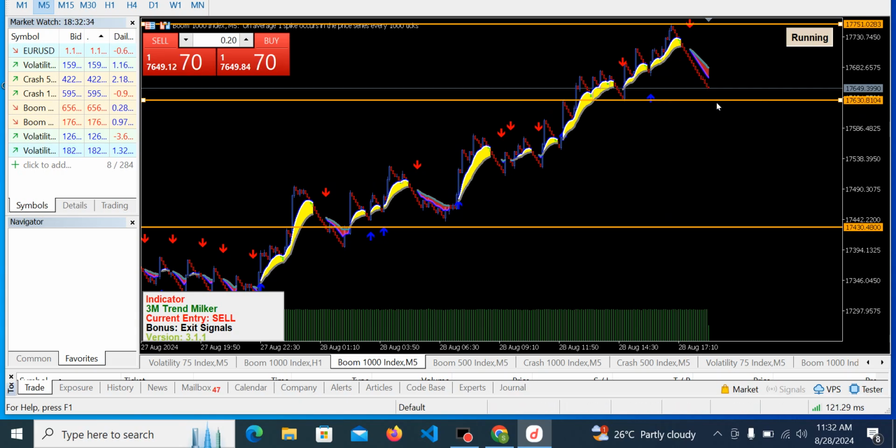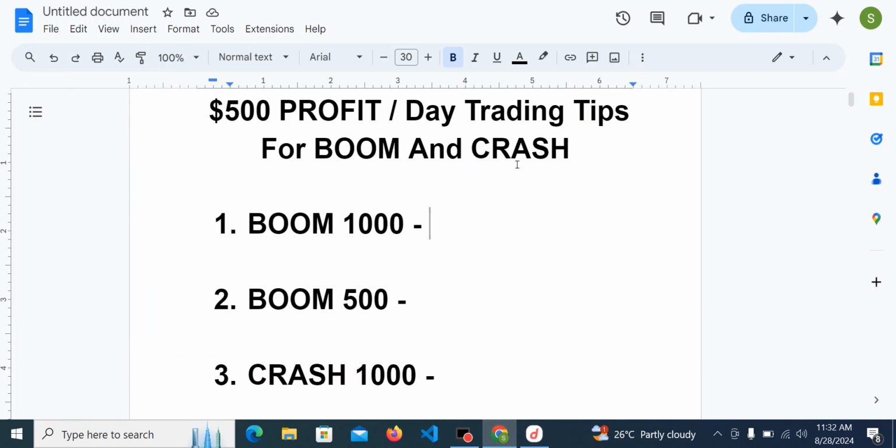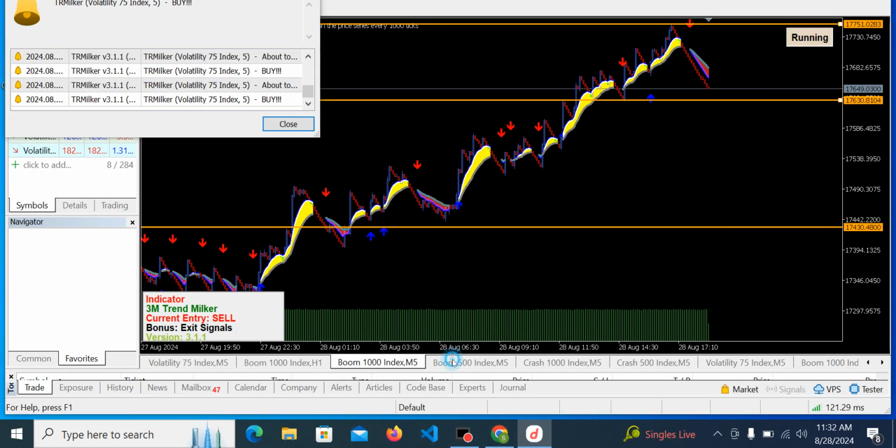Once it breaks out below this, then definitely it's going to sell more. So we should be expecting more of a selling opportunity than a buying opportunity from here. Okay, so the next asset is going to be Boom 500.